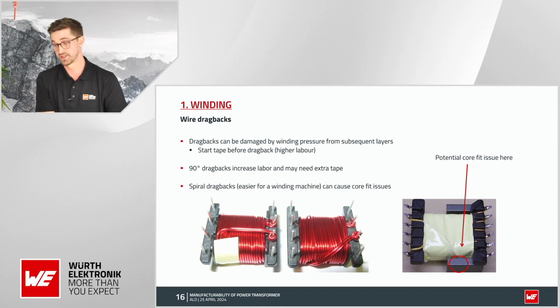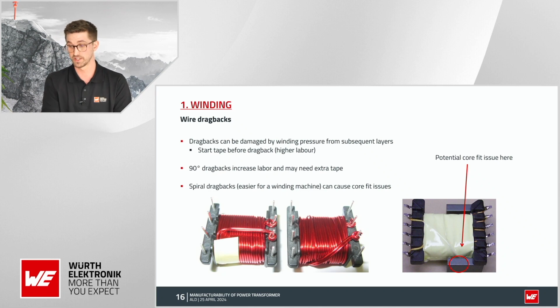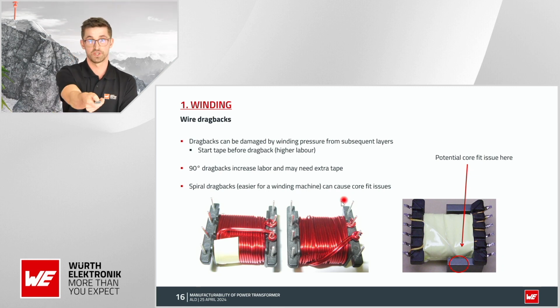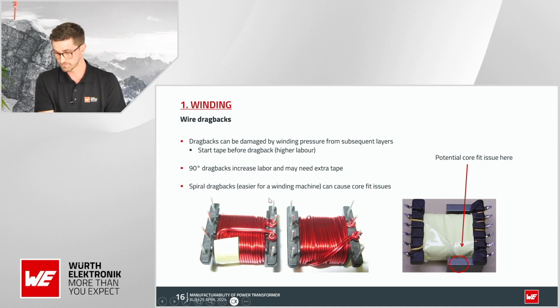Some safety standards forbid dragbacks where wire could cross at 45 to 90 degrees. One way to solve this is to protect the wire dragback with tape. But most of the time, this is a manual process, which we should try to avoid. The picture on the left shows a 90-degree dragback, which was manually performed.